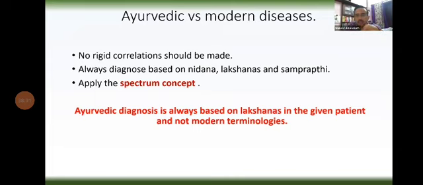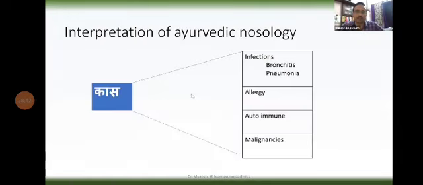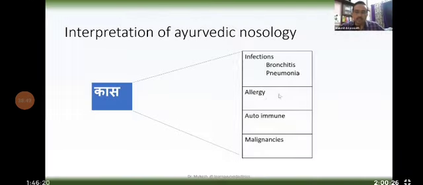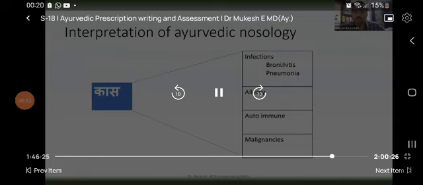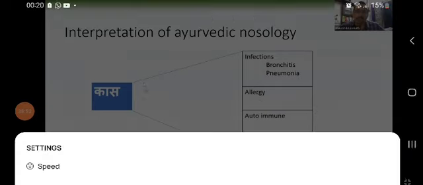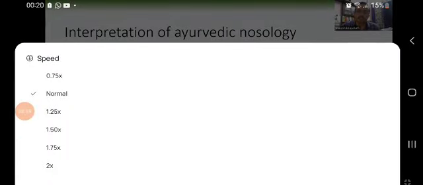Then coming to Ayurveda versus modern disease, whether we have to compare Ayurveda and modern. This is also another scenario. Personally, I don't compare. I always diagnose the patient under different spectrums in Ayurveda, because you take Kasa as an example. Right from infections like bronchitis, pneumonia, allergy, autoimmune, malignancies, all these modern diagnoses can present with Kasa as a predominant manifestation. So we cannot say allergic bronchitis is Vataja Kasa.